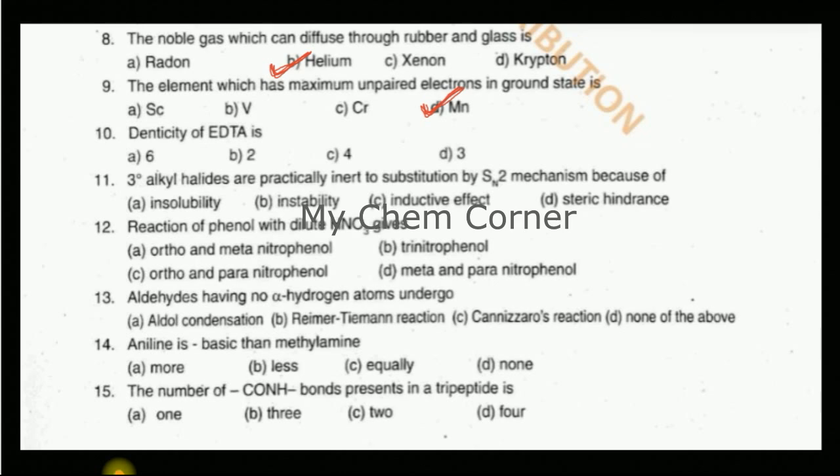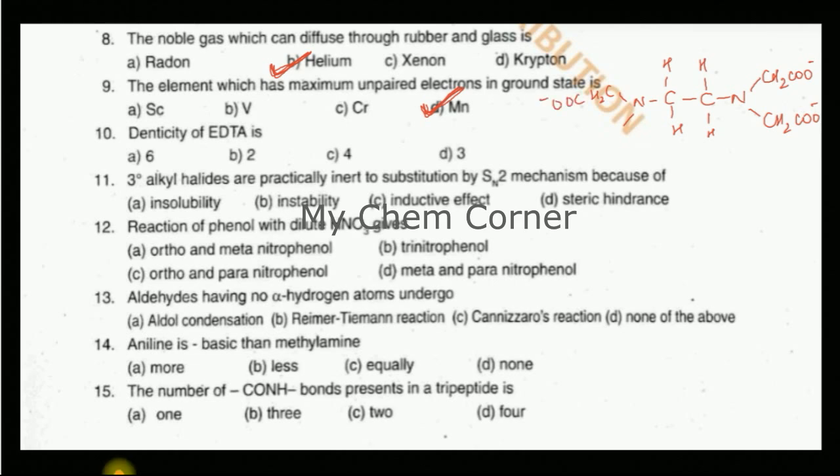Next one is denticity of EDTA. EDTA is ethylene diamine tetraacetic acid. In that, if you put down the structure, so I'll just put down the structure here. I have ethylene diamine. Alright, I have hydrogens here, here and here. This is the ethane molecule. Each of these are bonded to CH2COO minus, CH2COO minus. This is the structure of an EDTA.